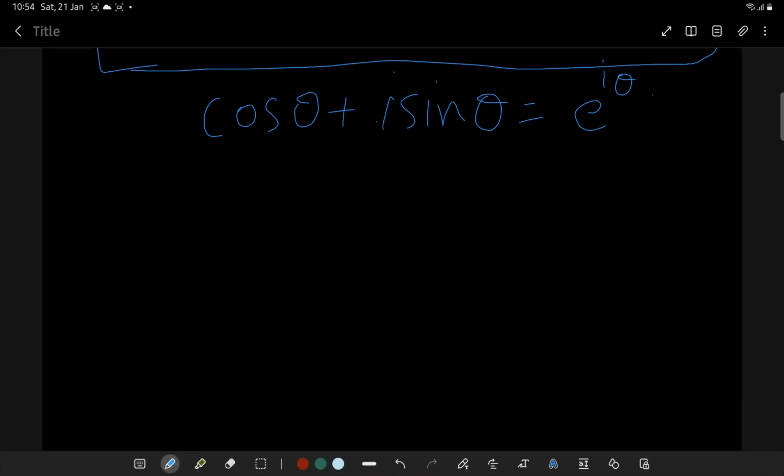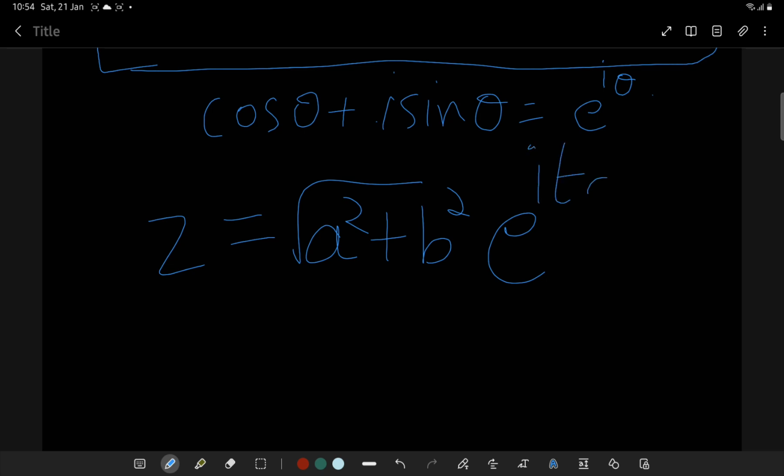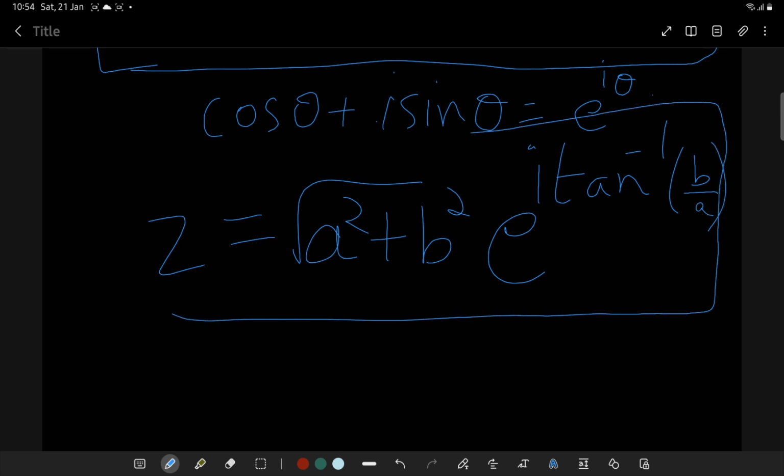Now we get from the above equation that z is equal to mod z, which is nothing but root of a square plus b square, times e power i into tan inverse of b by a. This is nothing but the transformation of a complex number into exponential form. This is basic, and even we learn this in PU, but this is an important thing we use.